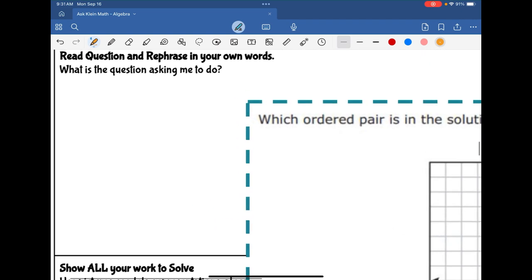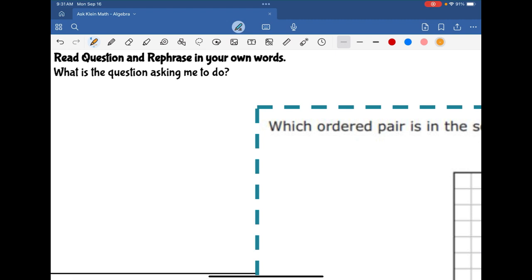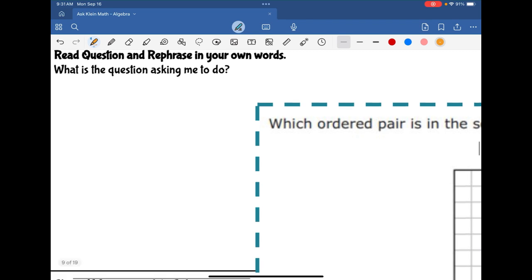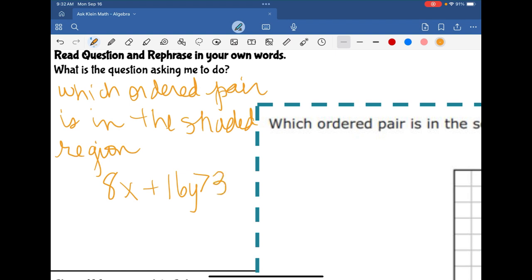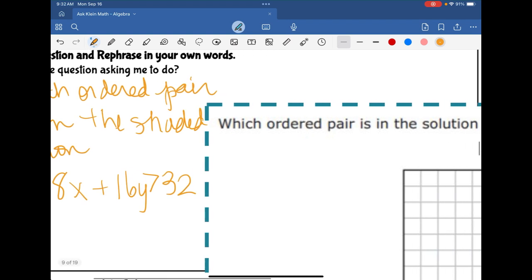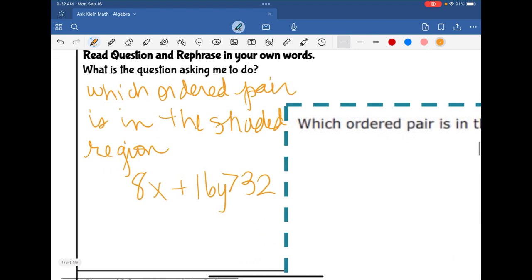First thing I'm going to think of is to rephrase my question and reword it in my own words. So the question is, which ordered pair is in the shaded region for 8x plus 16y is greater than 32? So I know that the solution set means the shaded region.